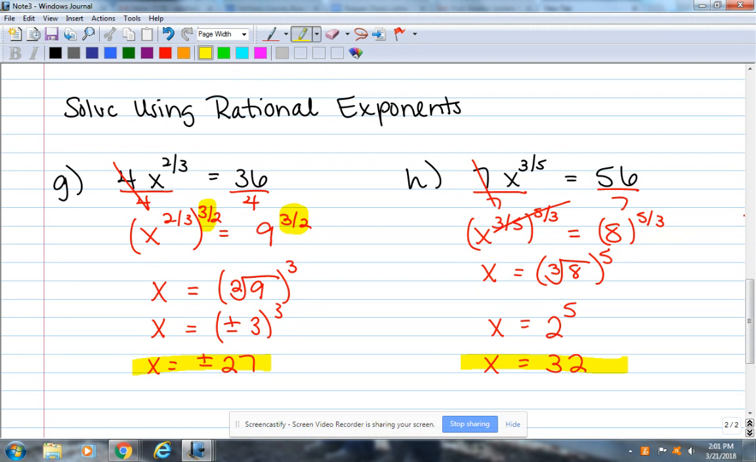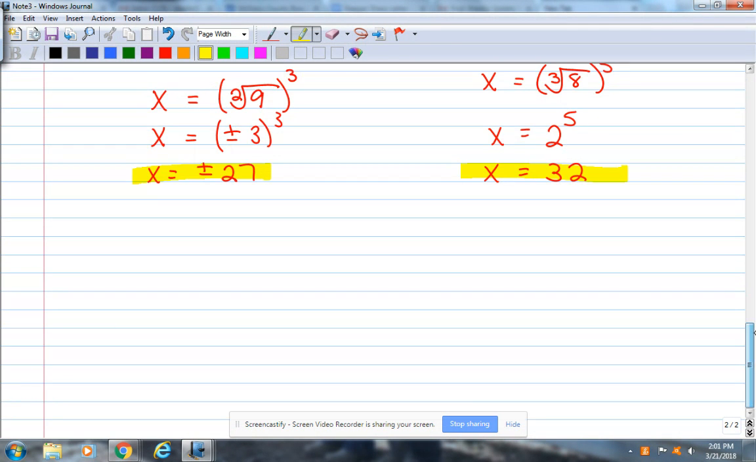It's not bad. All right, let's do one like this. x plus 2 to the 3/4 power minus 1 equals 7. Now this looks like fun. It's really not bad.